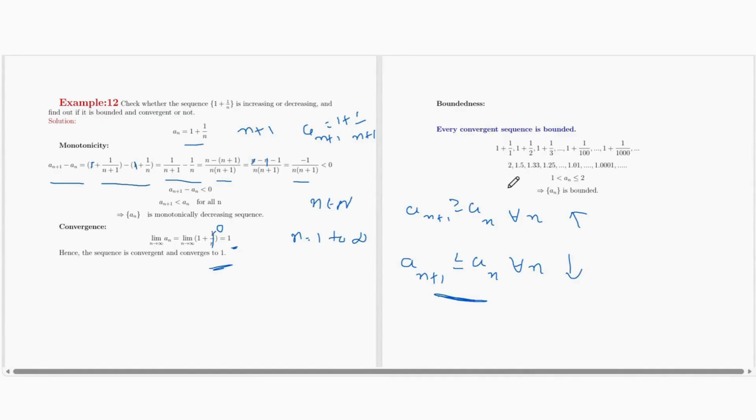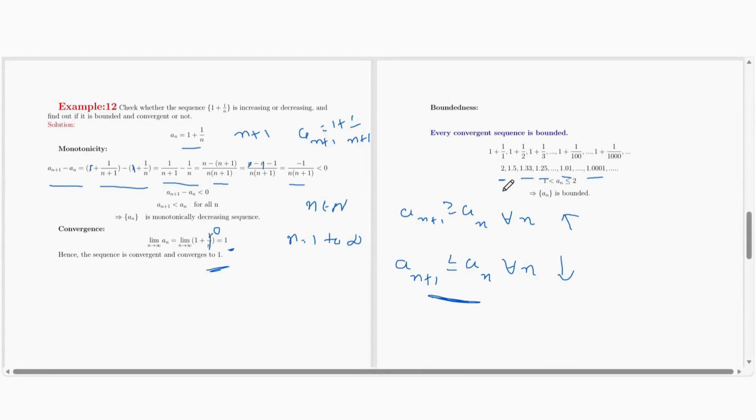So 1 plus 1, the first term is 2. The second term is 1.5. The third term is 1.33. The fourth term is 1.25. The 100th term is 1.01. The 1000th term is 1.0001. And so on. Now here observe the values of the sequence. The value of the first term is 2. The biggest value in this sequence is 2 and no term goes above 2. So 2 is the upper bound of this sequence.